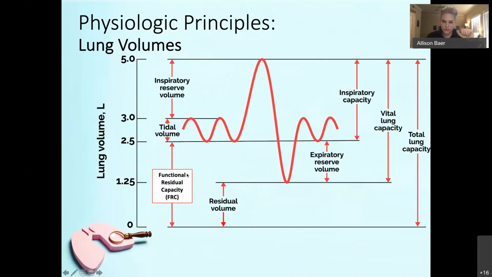But PEEP is going to increase your functional residual capacity, and disease states like asthma are normally, at baseline, going to increase their functional residual capacity because they start trapping air and more air gets left over at the end of their normal exhalation. So both those things are examples of things that could increase their FRC. But that is something I saw in some of the practice questions. That's a term they like to use.